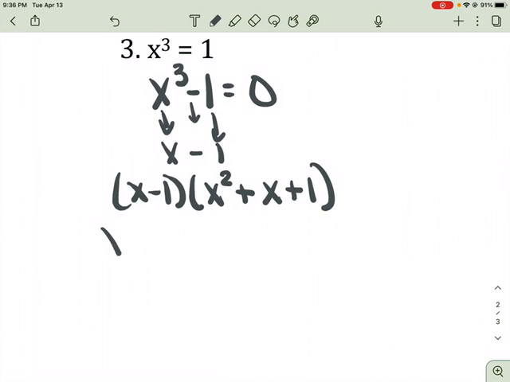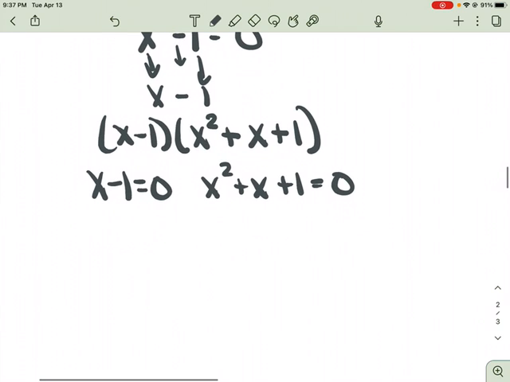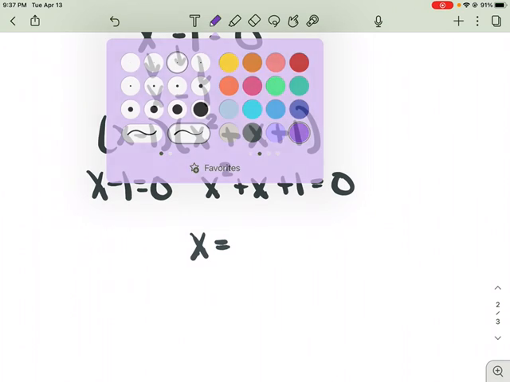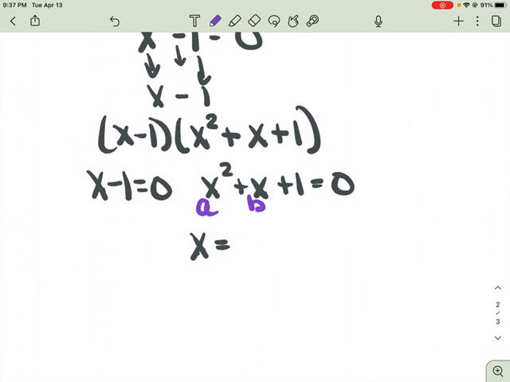Okay, now we can set x minus 1 equal to 0, but this guy does not factor, which means that we're going to have to use the quadratic formula. Okay, so we're going to go back to identifying A, B, and C. So A is equal to 1, B is equal to 1, C is equal to 1. Everybody's 1.